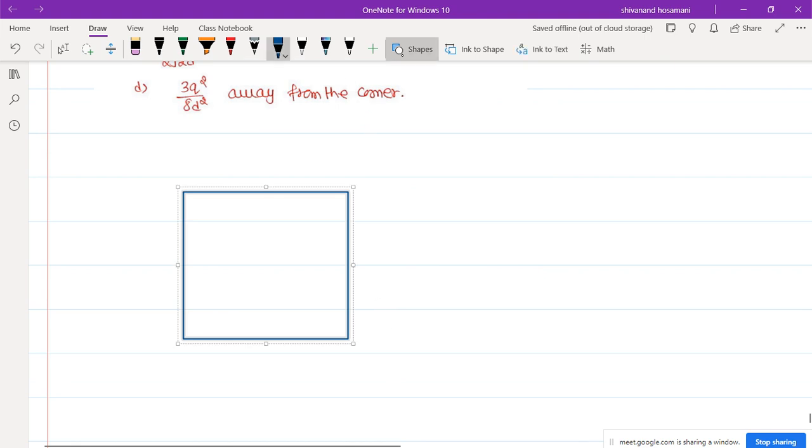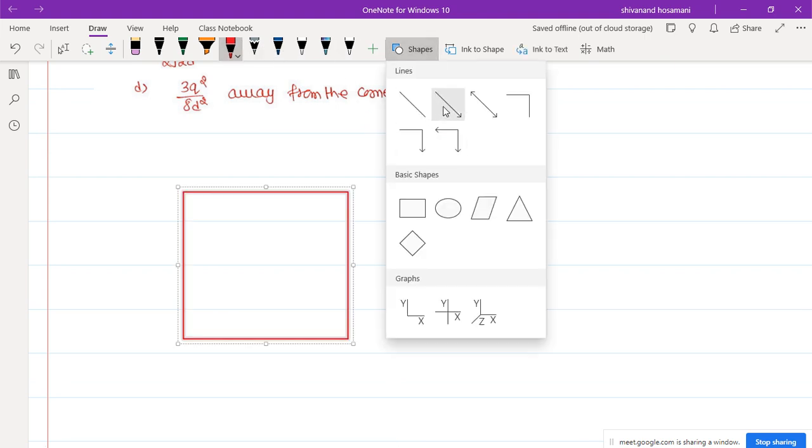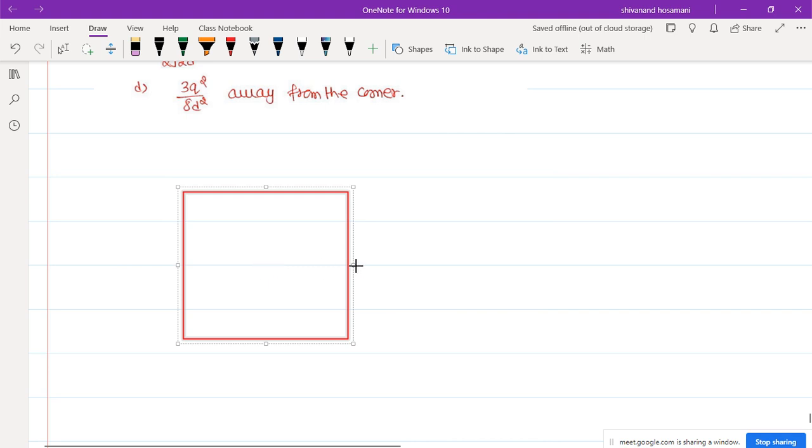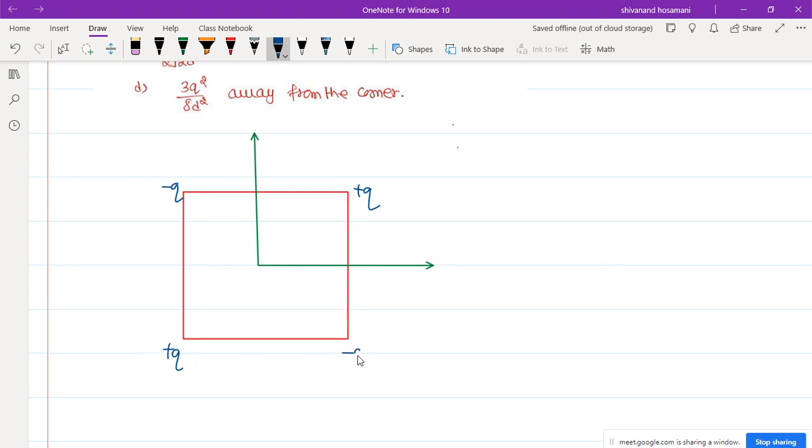We have these 4 charges. Let me define them like this. One charge is here, that is plus q, then this is minus q, then this is again plus q, and this is minus q, correct? So these are the 3 charges introduced. This is the image, this is the image, and this is the image. So these are the 3 images formed.